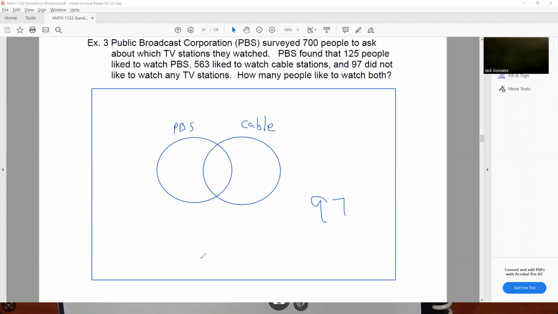Did they say how many watched? They didn't say just PBS, right? So it could be both. 563 like to watch cable. So if we were to add all those numbers, what would you get? 785, right?